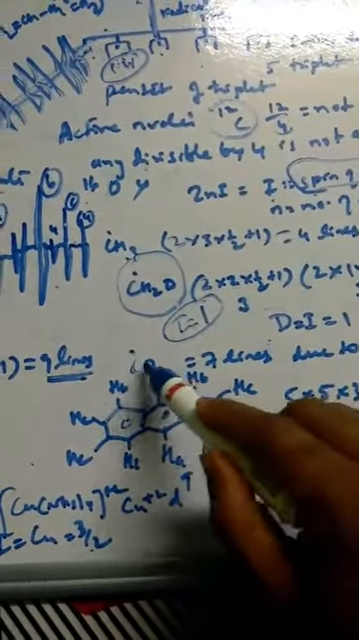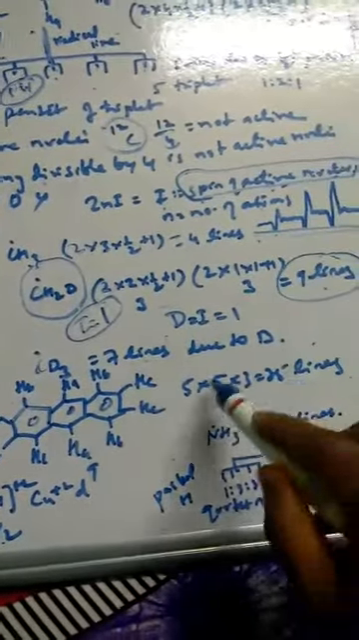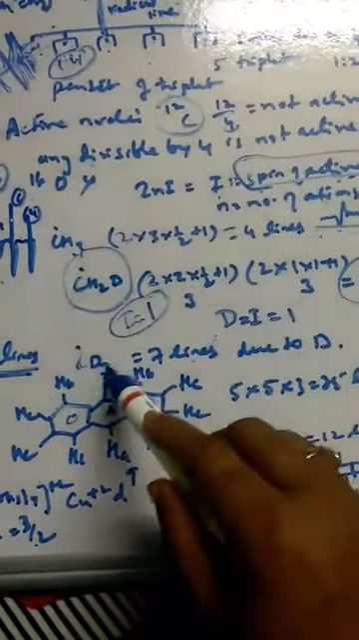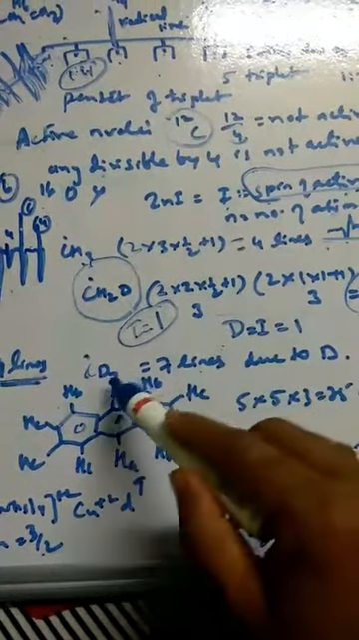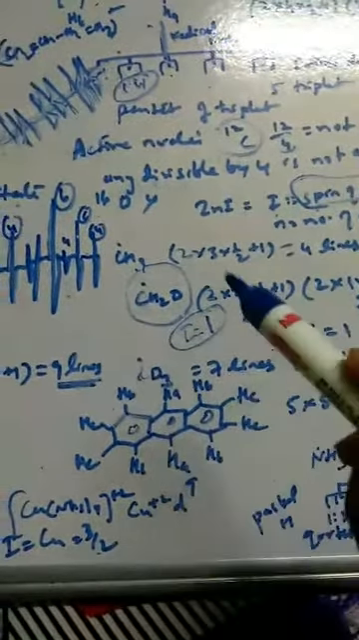Similarly CD3, carbon trideuterium, is going to show 7 lines. Simple, 2nI plus 1: 2 into 3 into 1 plus 1, that is 6 plus 1, 7 lines, because of deuterium in CD3.